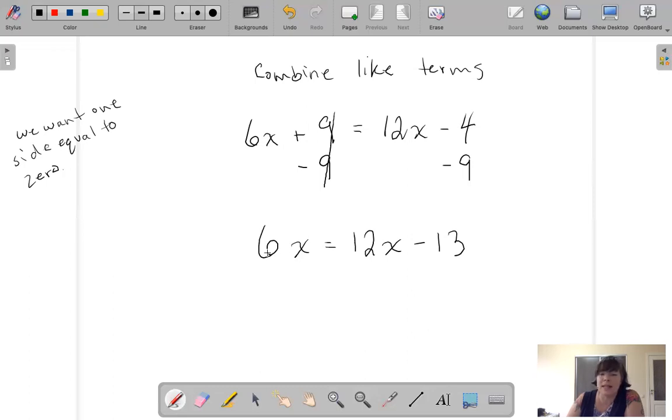Now I'm getting closer to 0. I want to make this side 0. If I've got 6x, how can I have no x's? Subtract 6x. But if I do it to this side, I have to do it to this side. Minus 6x. Now I've got 0 equals 12 minus 6 is 6, 6x minus 13. So cool, huh? Okay, let's do another one.